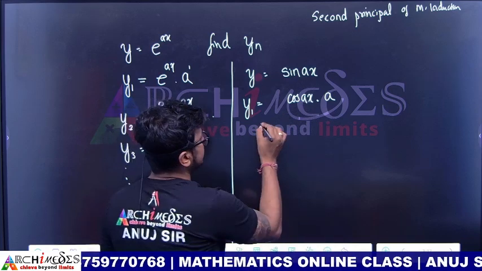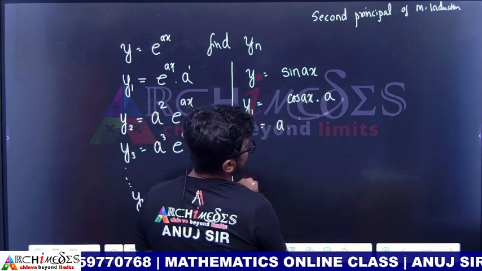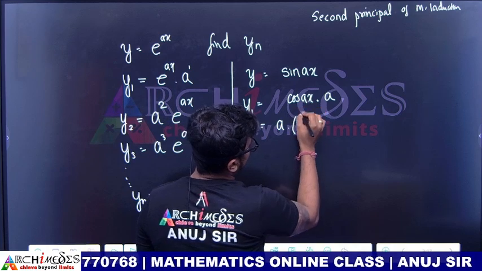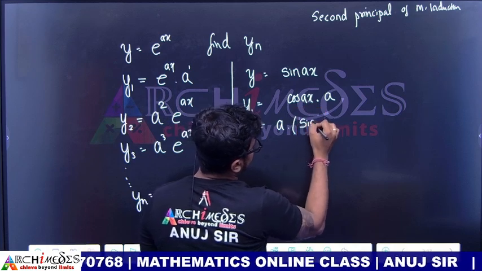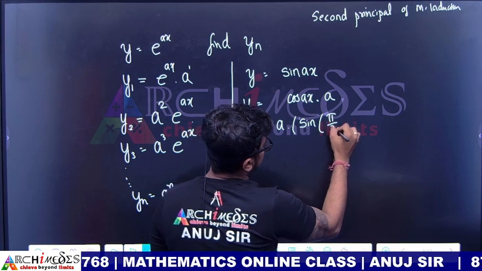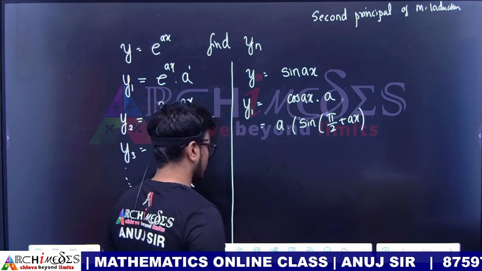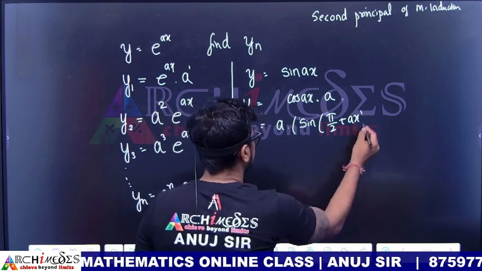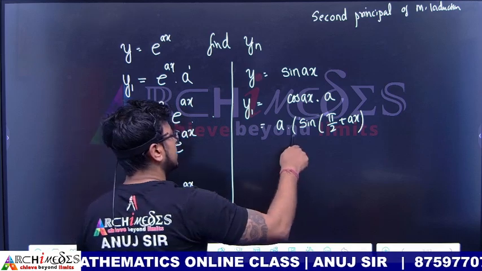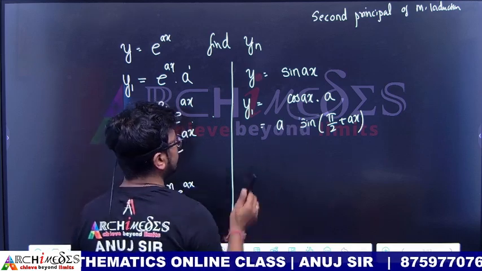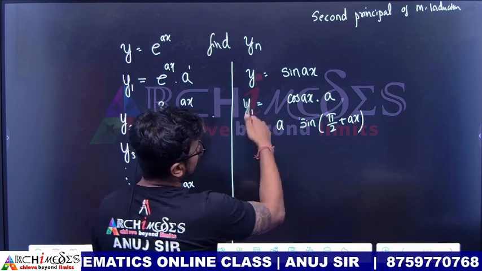So can we write this as a? Clear? So then can we write this cos as a sine? Can we write sin of pi by 2 plus theta? It is cos theta only. Yes or no? Why am I doing it in this way? Because after derivatives you have to see the series, you have to see the pattern. So that's why you always have to convert into this.